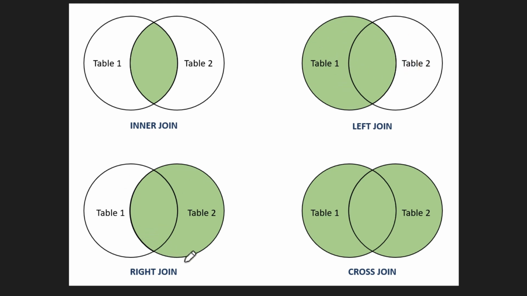And the right join will be the opposite. For example, you have two tables again, table 1 and table 2. In this scenario, it will take all the records from the right table, but only the common records from the left table. The cross join is very different. Here you don't need any common record. It will take all the records from the right table and all the records from the left table. So like that you can use the joins. Everything we will understand with examples.